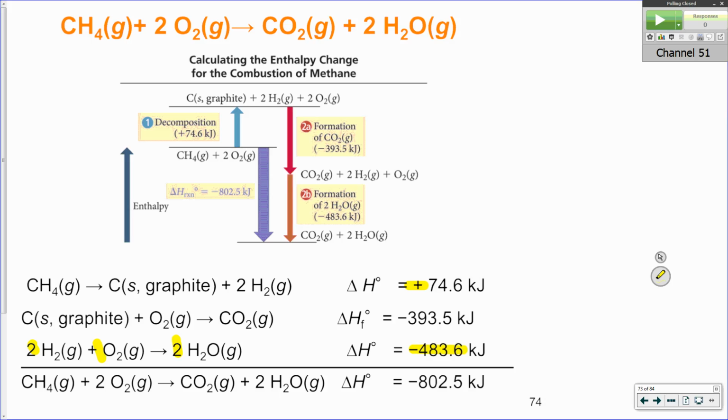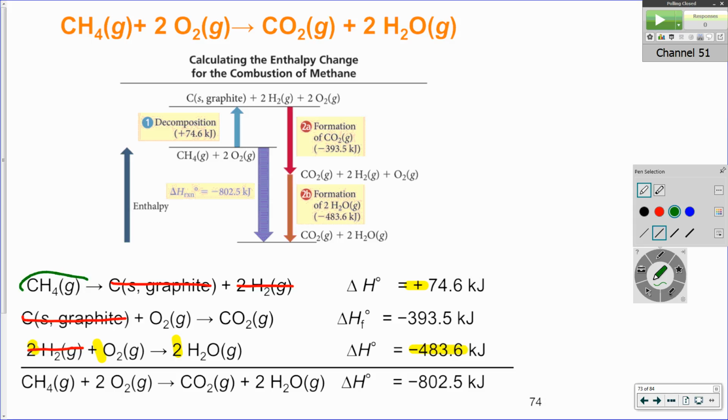Okay, so now let's look at what things cancel out and give me what I want. So let's look at what's common and cancels out on both sides. So the graphite that is on the left-hand side of the second equation cancels out with the graphite that's on the right-hand side of the first equation. Okay, that looks good. The two hydrogens that are on the right-hand side of equation number 1 cancel out with the two hydrogens on the left-hand side of equation number 3. Okay, that's good.